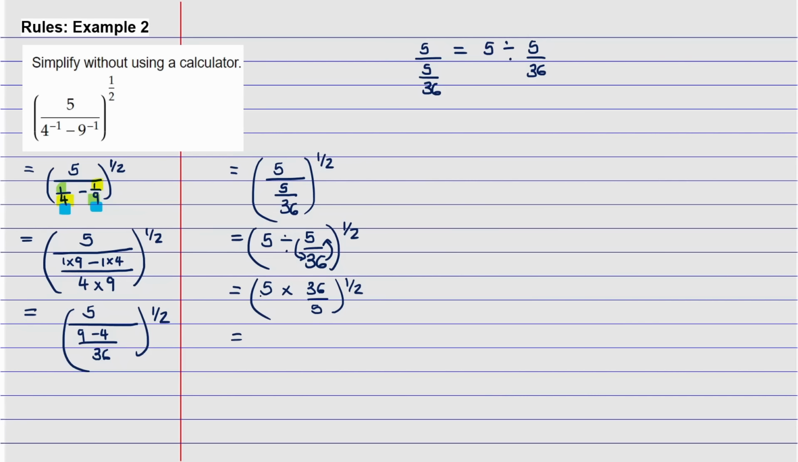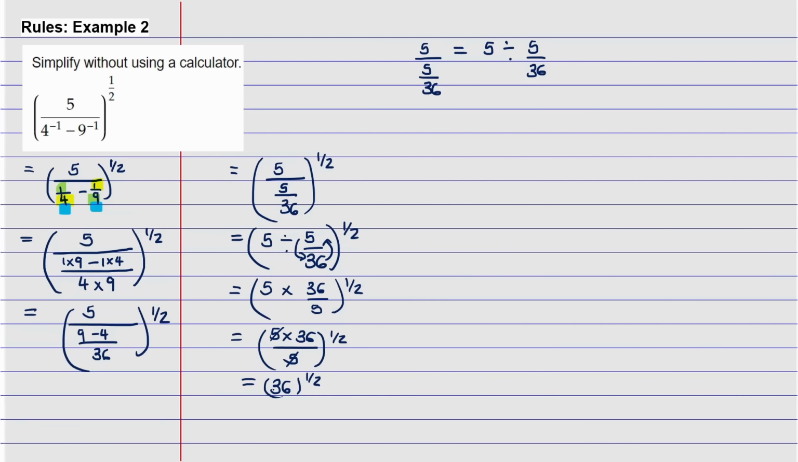So now what we're going to do is we're going to multiply numerator to numerator and denominator to denominator. So it's going to be 5 multiplied by 36 divided by 5, right? So this whole thing to the power 1 over 2. So the 5s are going to cancel out. So you're going to be left with just 36, right, to the power 1 over 2.